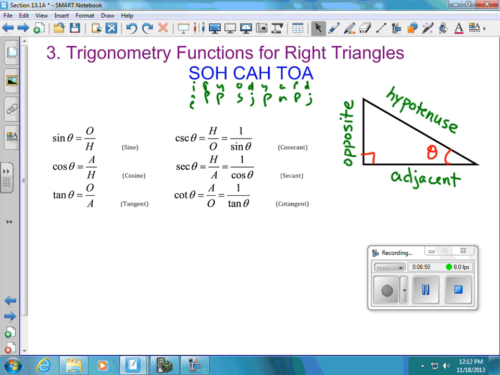Okay? Cosecant, secant, and cotangent are the reciprocal functions for sine, cosine, and tangent respectively. Cosecant is just sine flipped, so it's hypotenuse over opposite, or 1 over sine. Secant is cosine flipped, so it's hypotenuse over adjacent, or 1 over cosine. And cotangent is adjacent over opposite, or 1 over tangent.